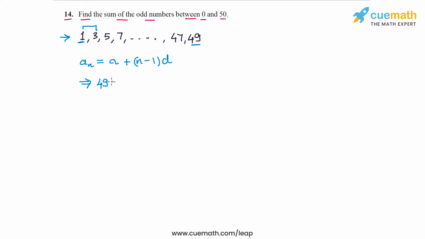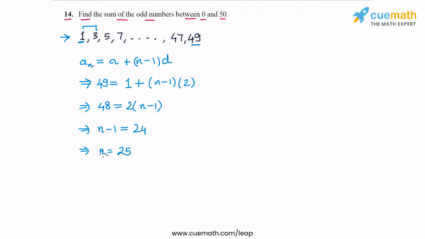So an is 49, so 49 is equal to a1 plus n minus 1 times d, and d is equal to 2. So from here we get 49 minus 1, or 48, is equal to 2 times n minus 1, or n minus 1 is equal to 48 by 2. 48 by 2 is 24. So n minus 1 is 24, or n is equal to 25. So there are 25 odd numbers between 0 and 50. So this progression from 1 to 49 with all the odd numbers has 25 terms.